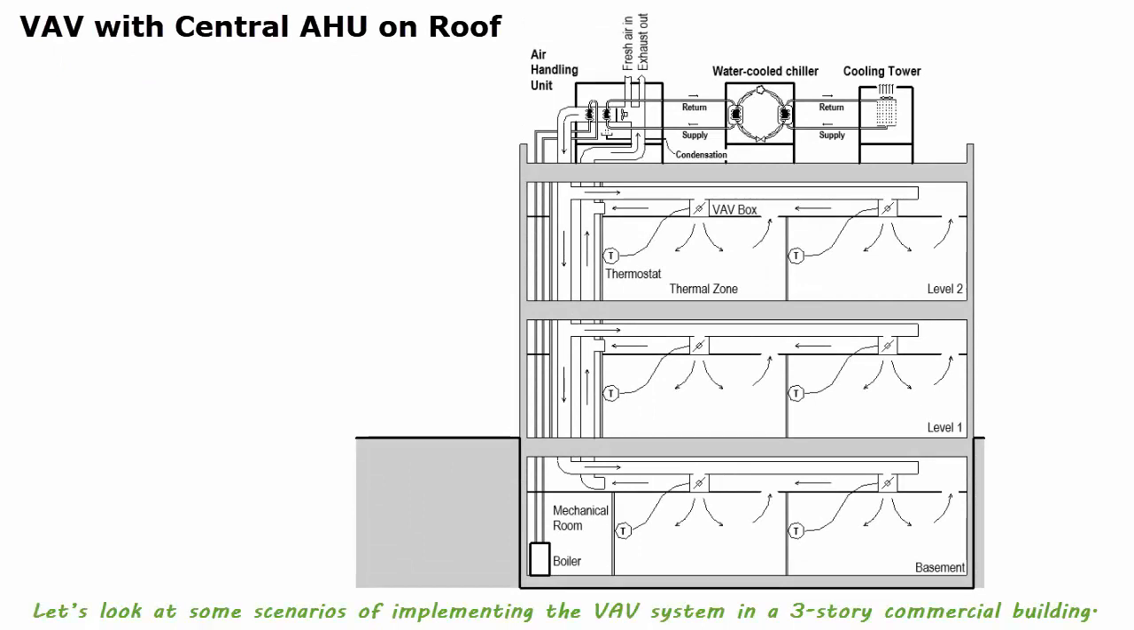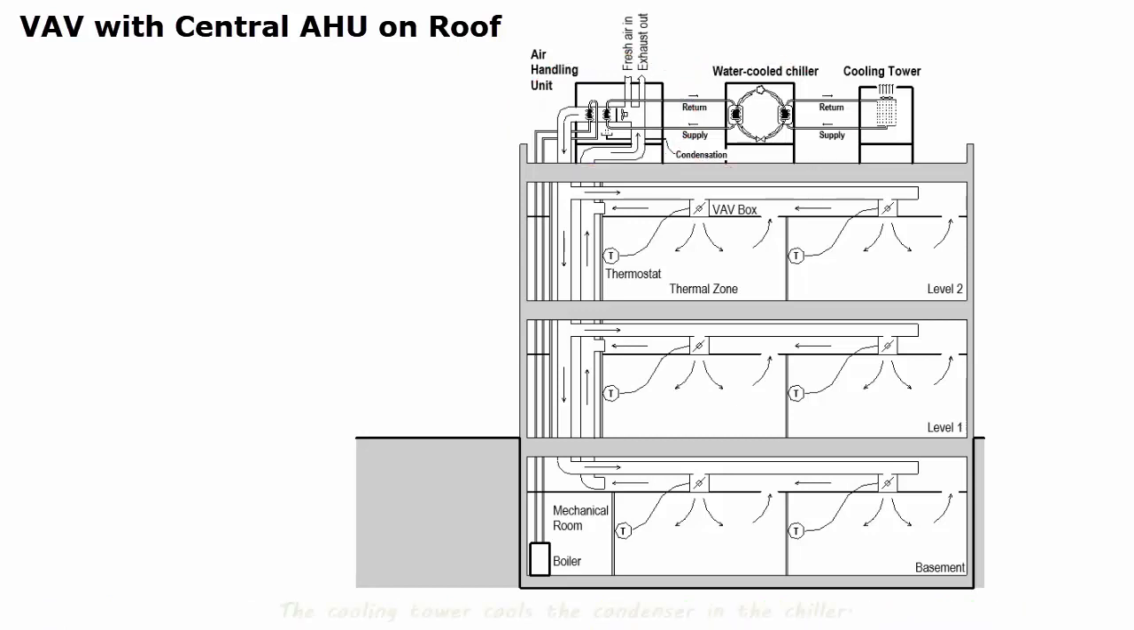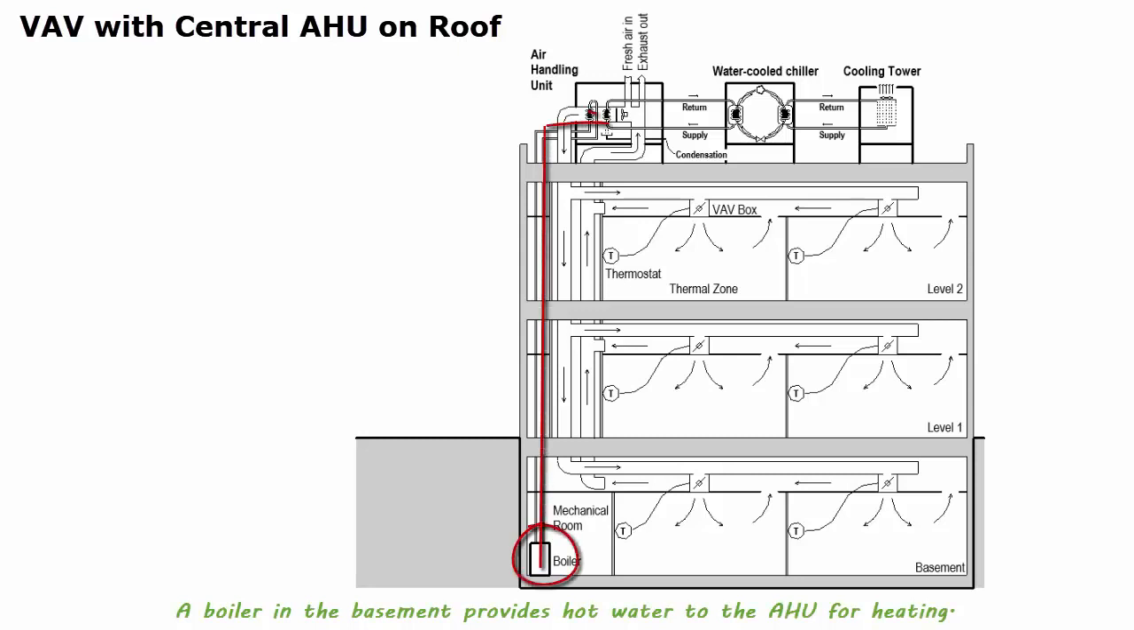Now let's look at some scenarios of implementing the VAV system in a 3-story commercial building. This is a scenario with the central air handling unit on the roof served by a water-cooled chiller. The cooling tower cools the condenser in the chiller. The chiller provides chilled water to the air handling unit. A boiler in the basement provides hot water to the air handling unit for heating.